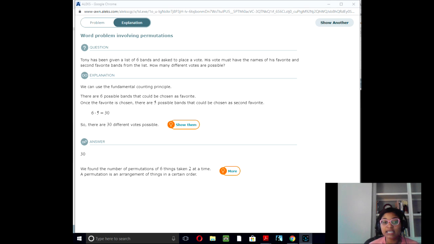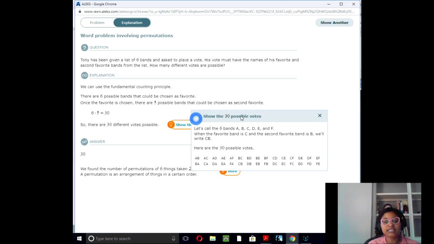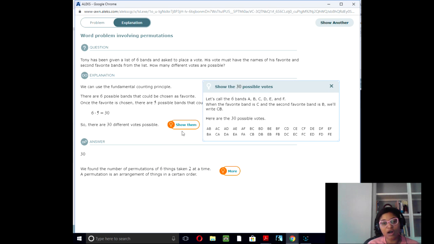Well, we know that he has to at least pick 1, right? And so if he picks 1 band, that's going to leave him with 5 other bands to choose from as his second choice. However, you don't know which one he's going to choose, but if you simply multiply 6 times 5, you know that he has 30 possible votes. And if you click here, you can see all of the different options that he could have gone with: A, B, A, C, A, D, A, E. He could have gone down the list deciding which 2 were his favorite. Okay, let's move to the next problem.